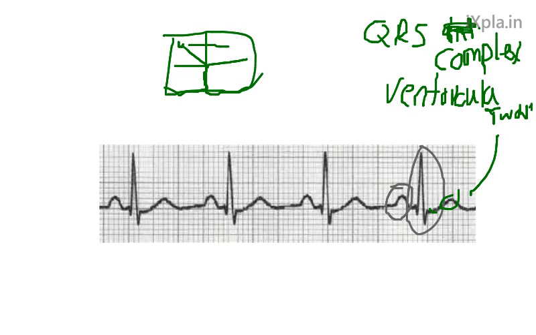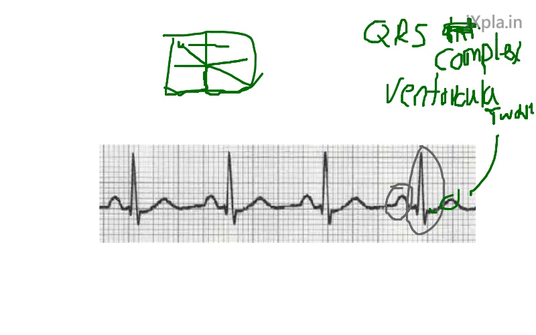T wave. The T wave is ventricular repolarization. So if you recall from anatomy, when something depolarizes, it has to repolarize, and it's changing back to a negative membrane potential of -70. So then the ventricle repolarizes, and thus the T wave.